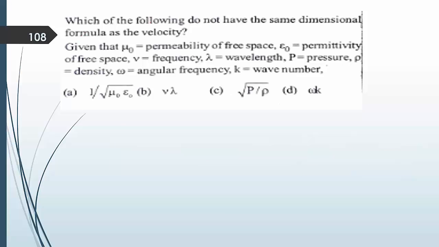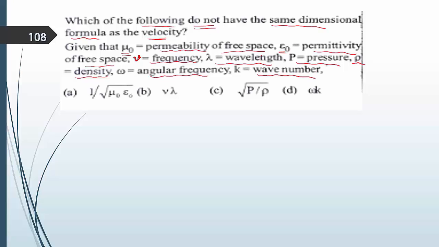Question number 108. Which of the following do not have the same dimensional formula as velocity? Given that mu naught is permeability of free space, epsilon naught is permittivity of free space, and nu, this is not V, this is nu, is frequency, lambda is wavelength, P is pressure, rho indicates density, omega indicates angular frequency, K indicates wave number. Which of the following do not have the same dimensional formula as velocity?